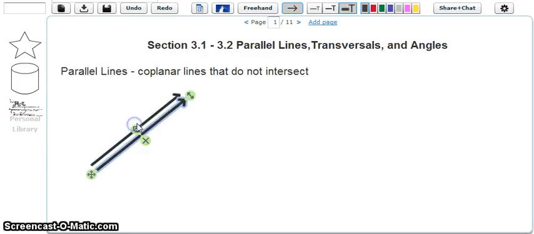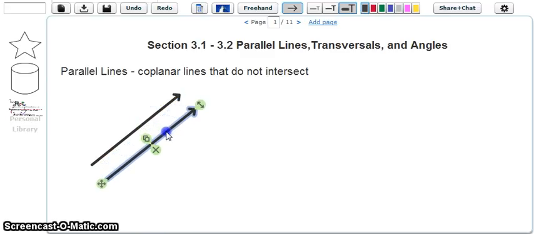We have one line, and we're just going to simply duplicate it, which means that it's at the same angle as this one. And now you can see these are both parallel because they will never intersect each other.